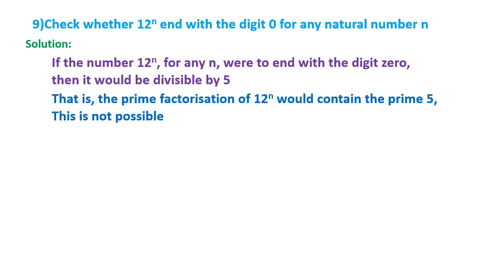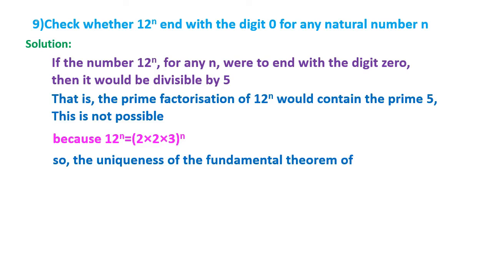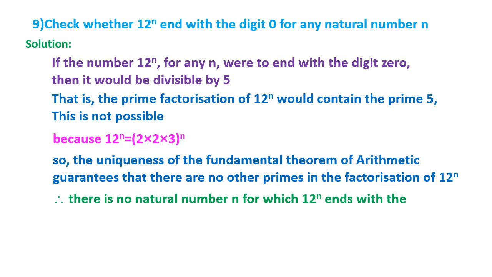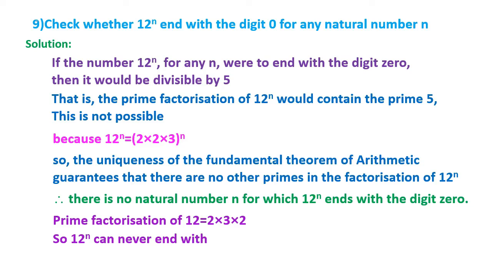This is not possible because 12 raised to n is equal to 2 into 2 into 3, whole raised to n. So, the uniqueness of the fundamental theorem of arithmetic guarantees that there are no other primes in the factorization of 12 raised to n. Therefore, there is no natural number n for which 12 raised to n ends with the digit 0. Prime factors of 12 are 2 into 2 into 3. So, 12 raised to n can never end with the digit 0.